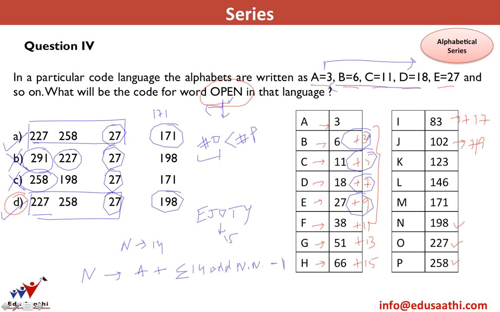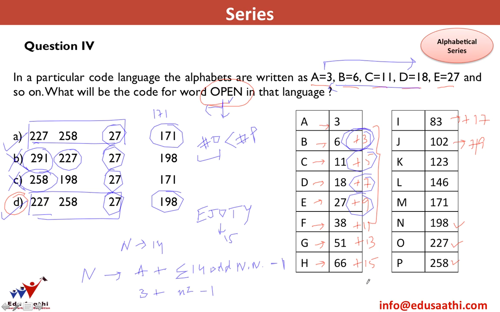Because I have not added 1, I have started with plus 3. So this gives me this, the number for A is 3 plus what is the formula for the sum of first n odd natural numbers? It is nothing but n square minus 1, where n is the number of terms.